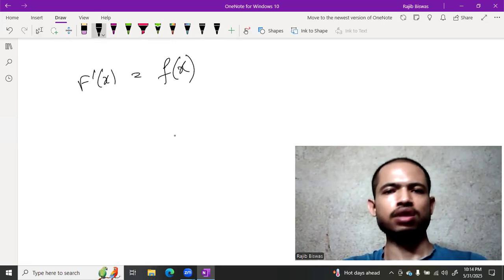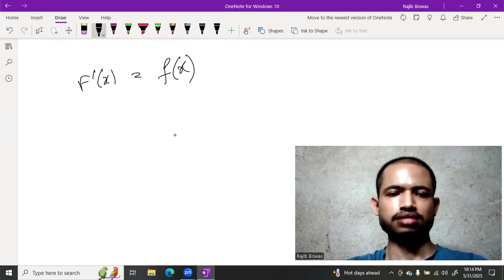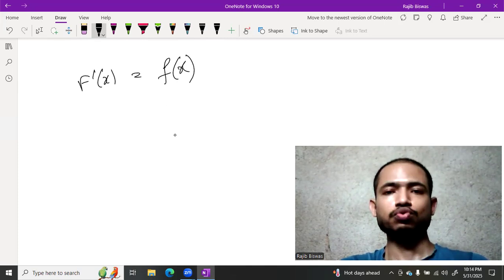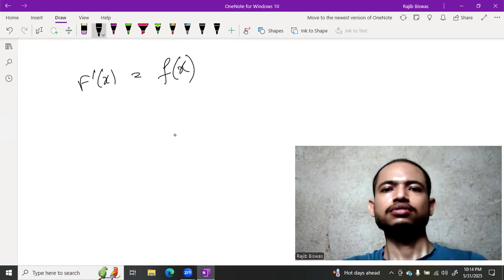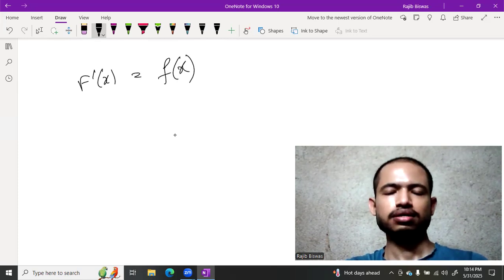Okay, and you are already familiar with the various formulas for calculating indefinite integrals, right? So now let us look at definite integrals. Definite integrals are basically based on indefinite integrals, which are calculated between two different limits. One is the lower limit and the other one is the upper limit.